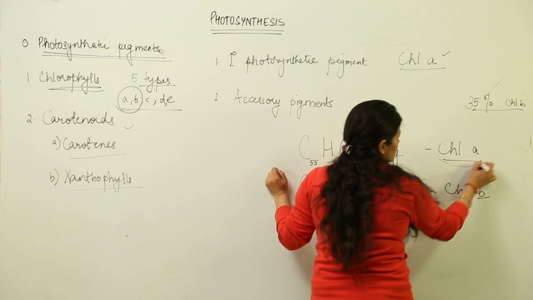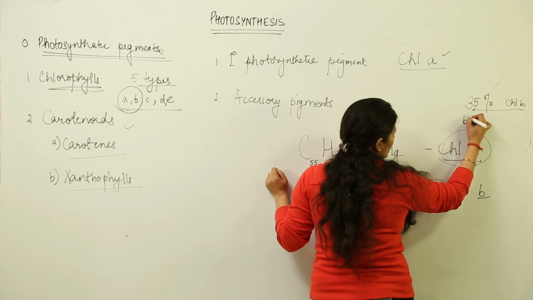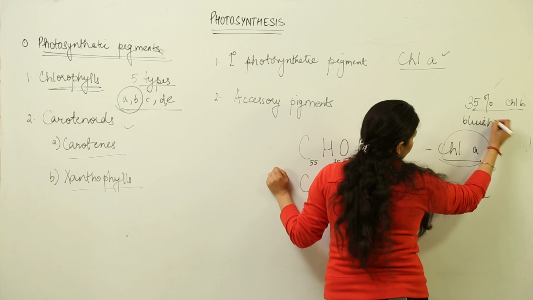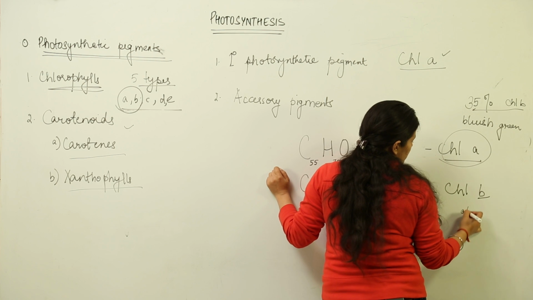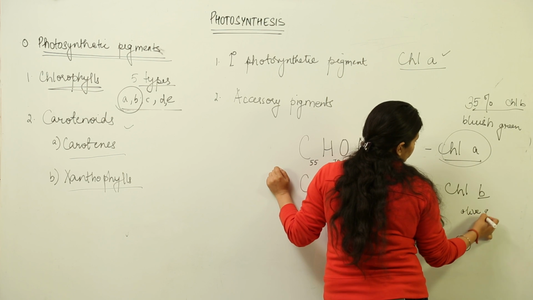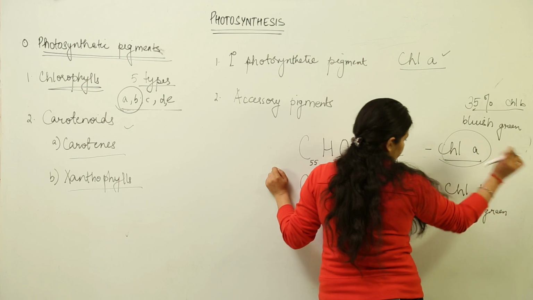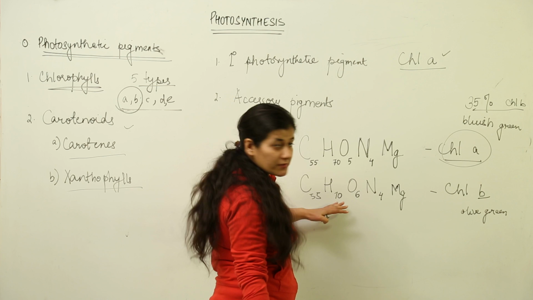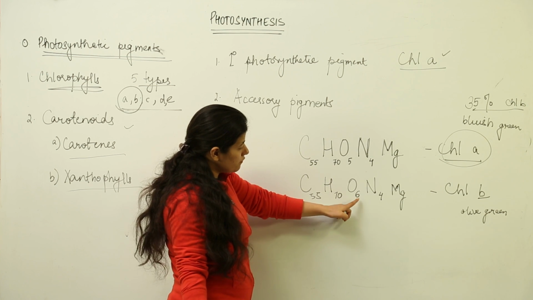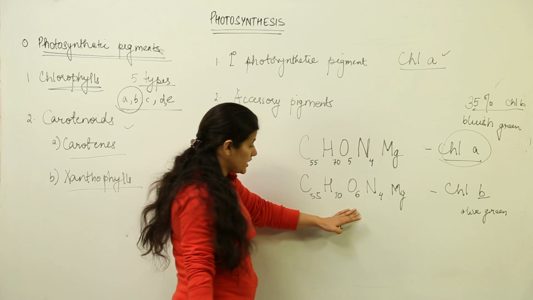Now, this chlorophyll A is bluish green in color, and chlorophyll B is olive green. This thing also is to be remembered. As you can see, there is not much difference, just the difference of one particular oxygen.